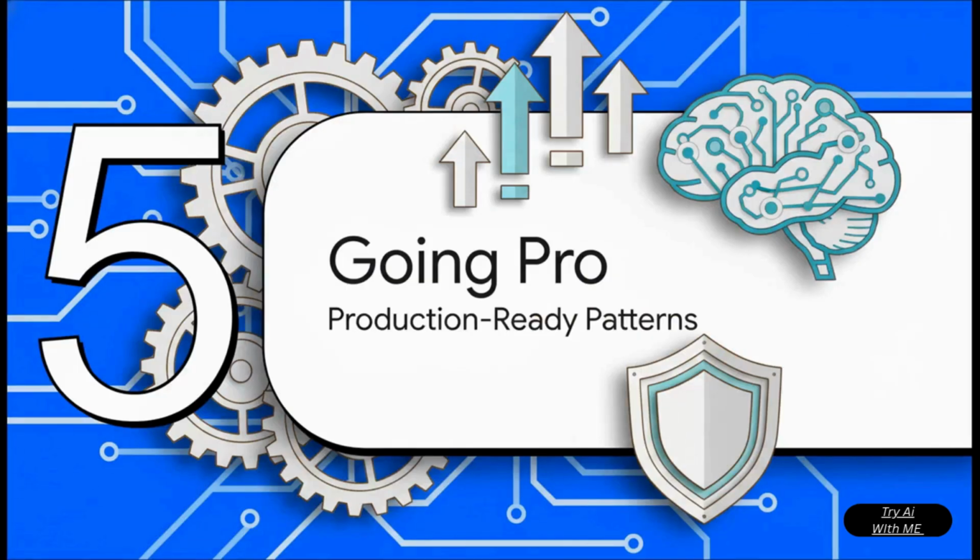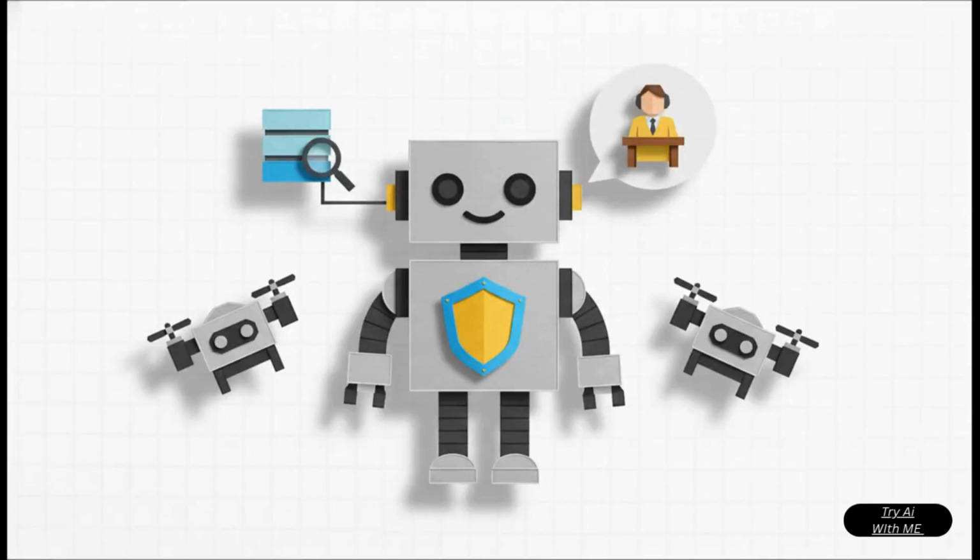So, once you've got your basic agent up and running, you'll want to make it tough enough for the real world. Let's level up and look at some pro patterns. To really go pro, you need 4 things. First, solid error handling, so your agent doesn't just give up when something breaks.